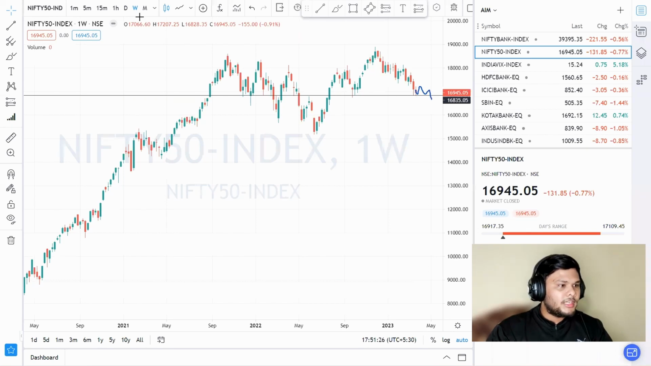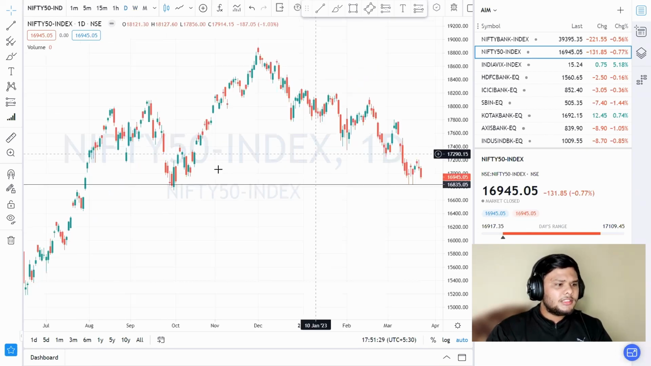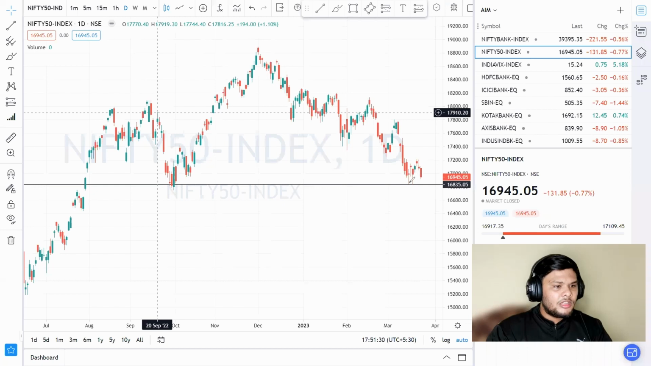Now let's look into the 1-day candle chart. In the 1-day candle chart, you can clearly see that from the previous week and on Monday it also made a low around that 16,835 level. So as of now it acts as a major support level, so it needs to close below that or trade below that.